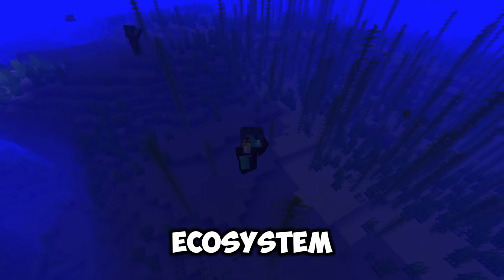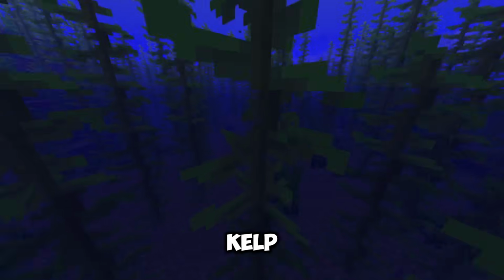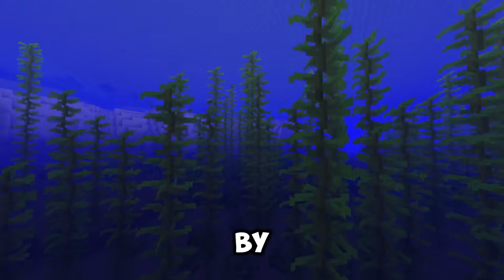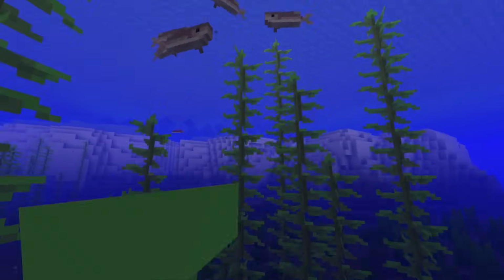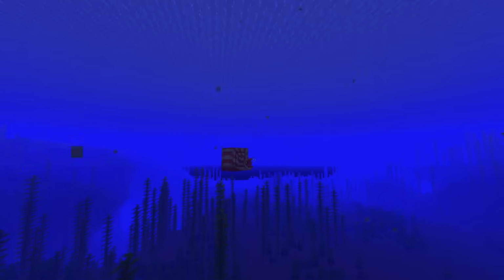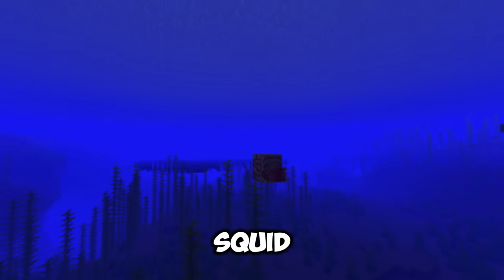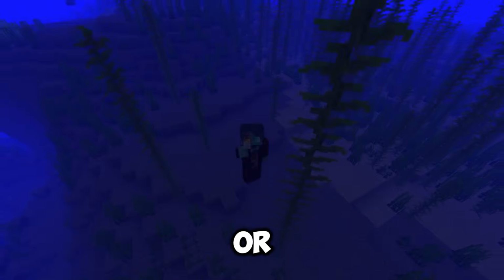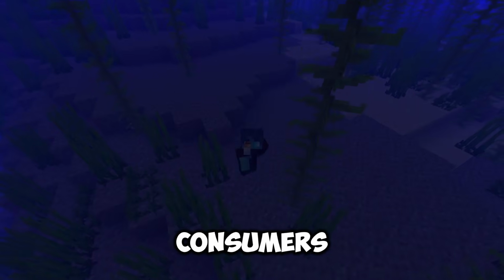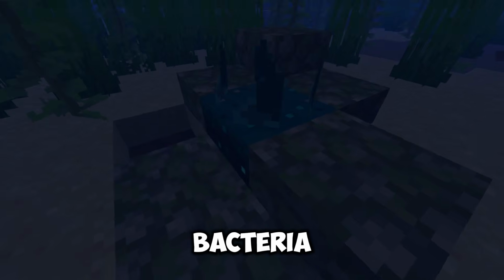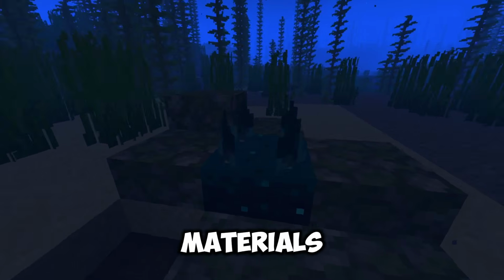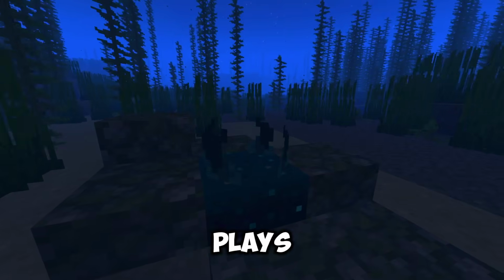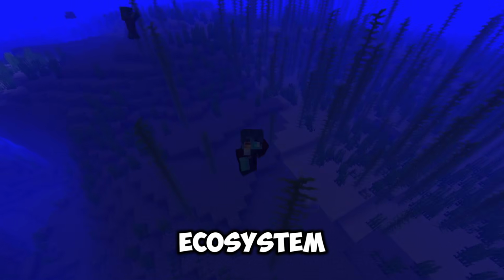For example, in a marine ecosystem, producers like seagrass, kelp, and phytoplankton generate energy through photosynthesis. These are then consumed by primary consumers such as small fish, sea urchins, or crustaceans. Secondary consumers like larger fish, squid, or octopus feed on these smaller organisms. Tertiary consumers, including sharks or even humans, feed on higher-level consumers. Lastly, decomposers such as bacteria and marine worms break down waste materials and dead organisms, returning the nutrients back to the system. Biodiversity plays a major role in keeping this entire ecosystem stable.